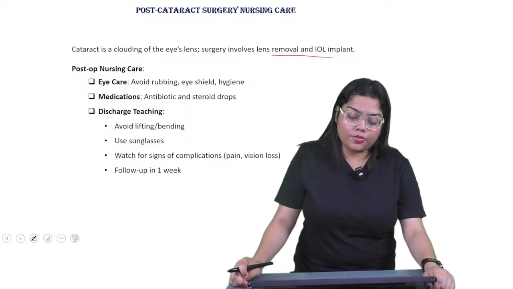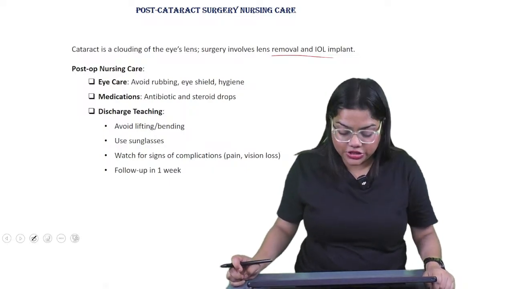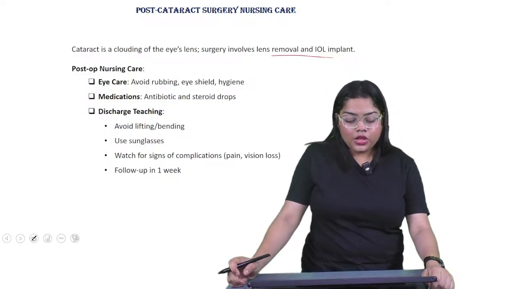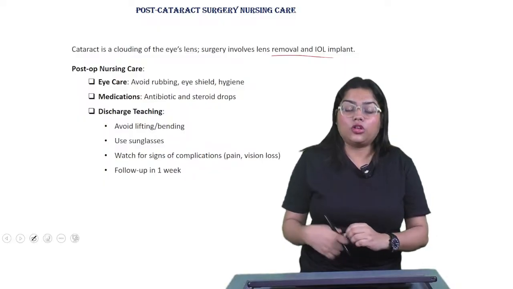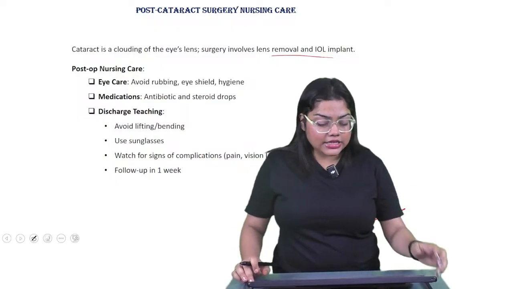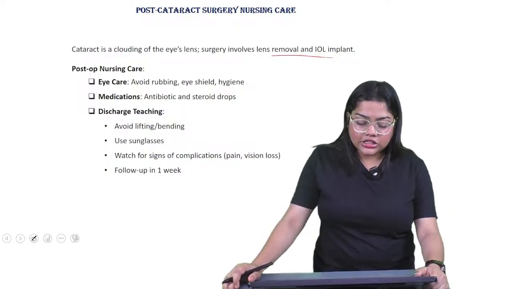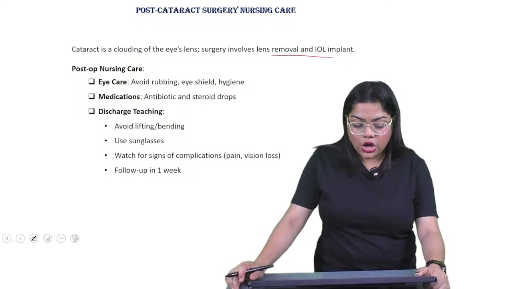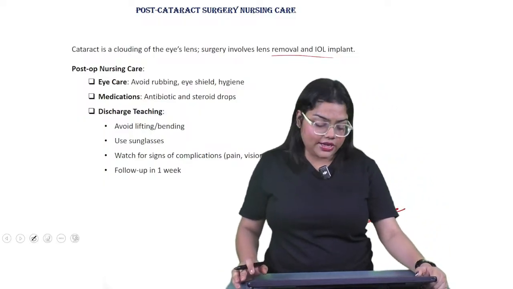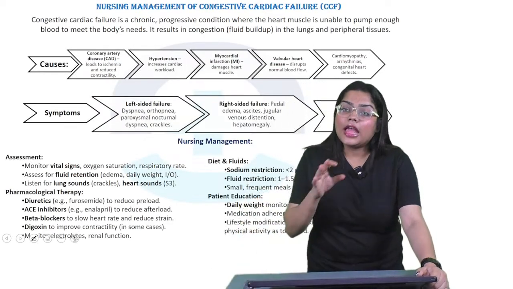So what is the post-operative nursing care? First of all, eye care, which is avoid rubbing. We have to tell the patient to avoid rubbing, use an eye shield and maintain proper hygiene. Medication as per the doctor's prescription, we can give antibiotics and steroid drops. Then discharge teaching: avoid lifting, bleeding. Then use sunglasses whenever they go out. Watch for signs of complications such as pain and vision loss or vision difficulty. Lastly, follow up in 1 week. So this is the main management of cataract.